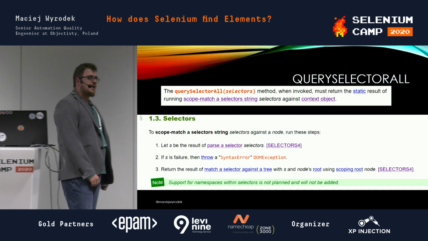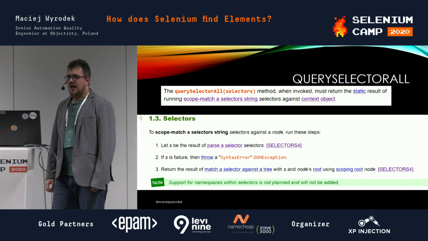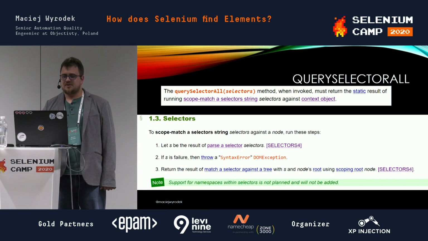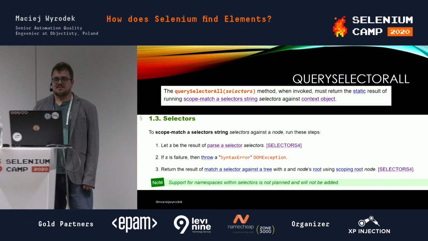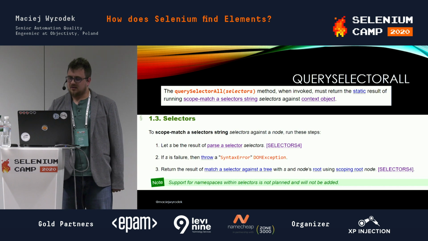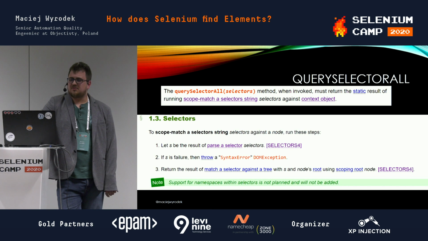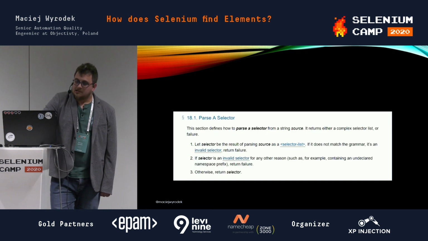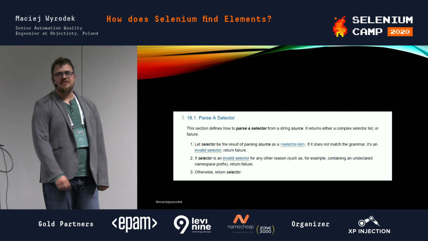So DOM has an interesting documentation. There is a lot of information there. And there is also how the query selector works. Basically, it's parsing the selector using the parser. And if it finds anything, it throws. If there is an error, it will throw it. Otherwise, it will return what it found. How the parser works? This is a little more complicated.